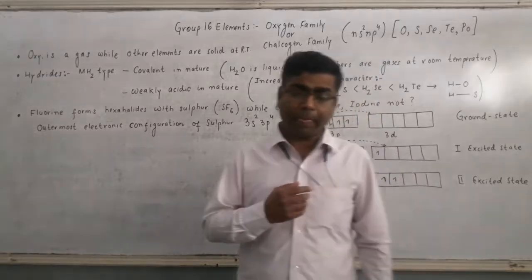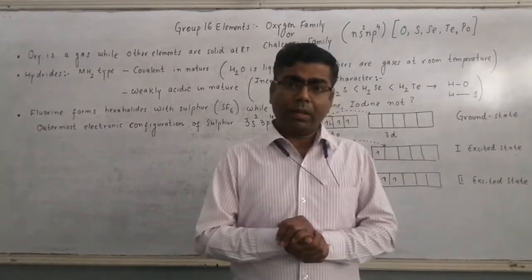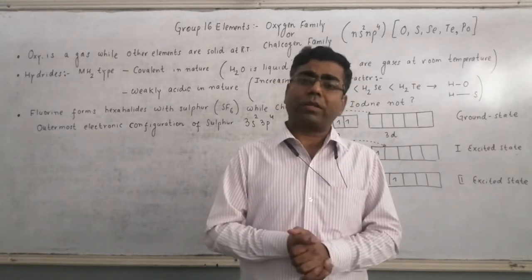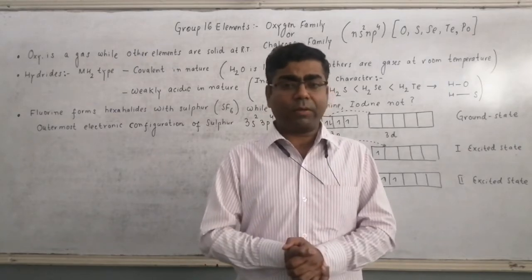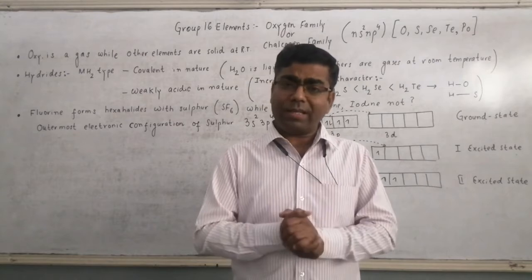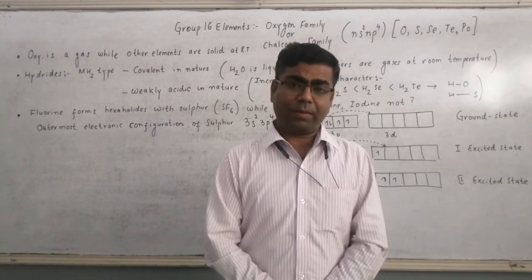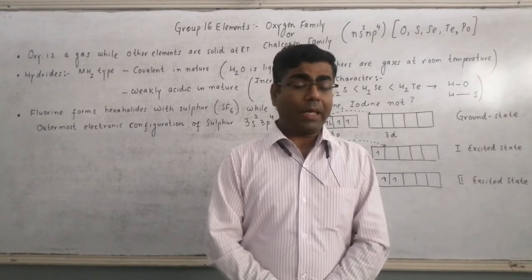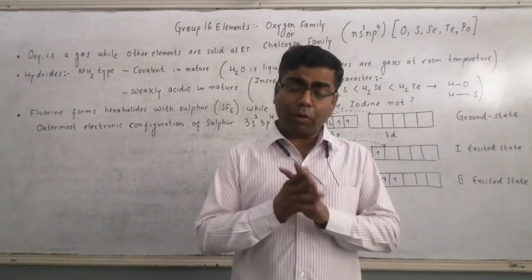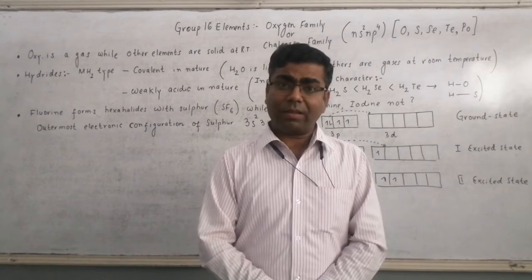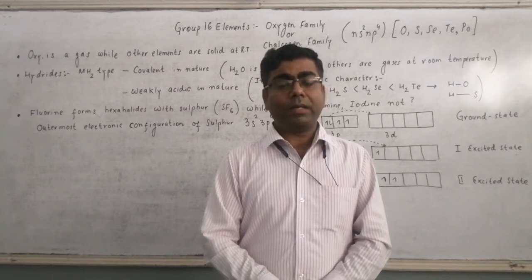Now, important point. Whenever we talk about oxygen family, then oxidation state of oxygen is very important. In class 11th we have discussed in redox reaction that oxygen in most of the compounds exhibits -2 oxidation state. And if it is exhibiting -2 state, that is called oxide. Oxygen can also exhibit -1 oxidation state. And if oxygen is exhibiting -1 oxidation state, then it is called peroxide.